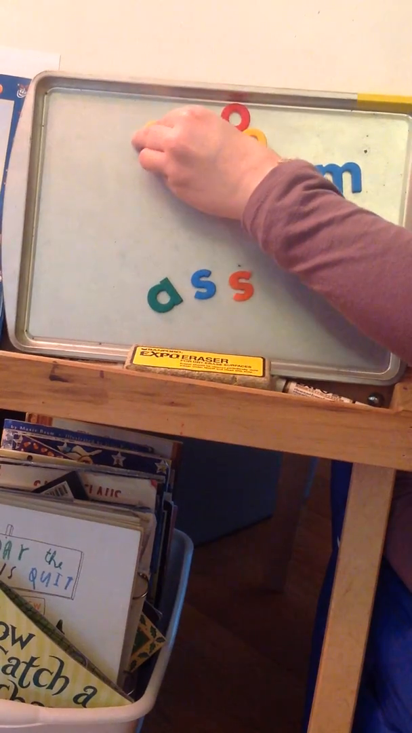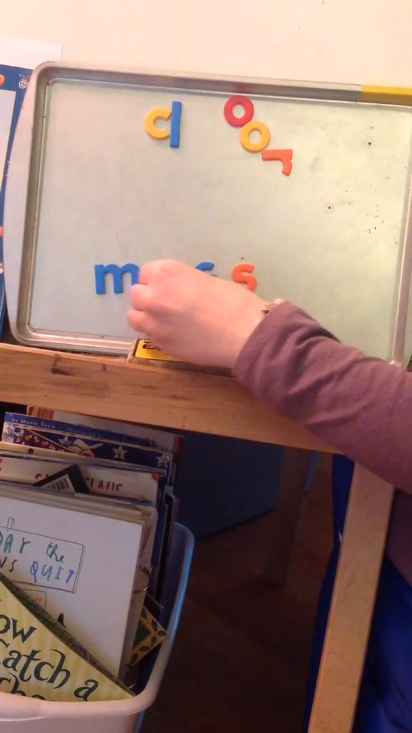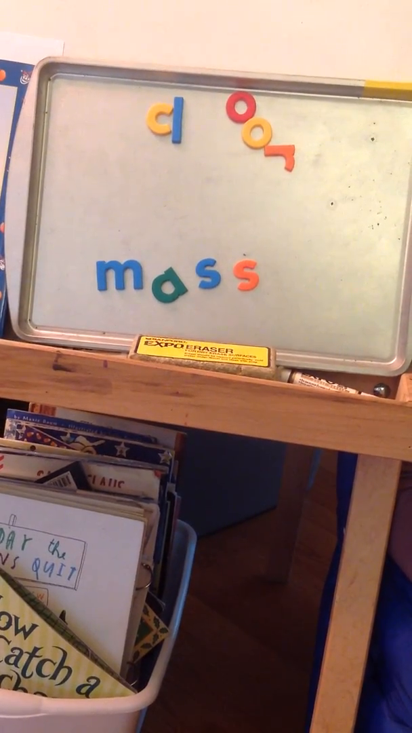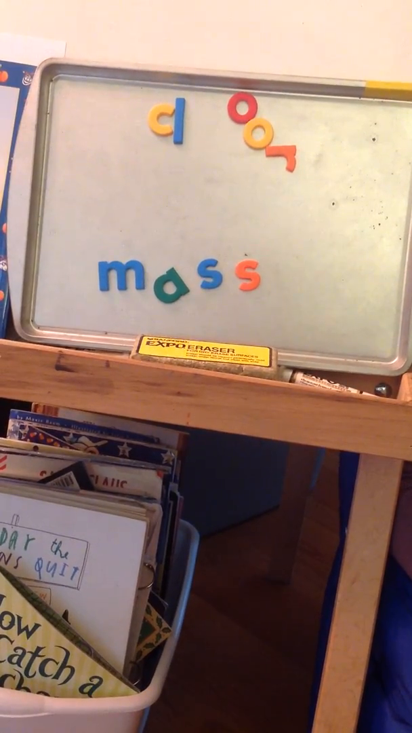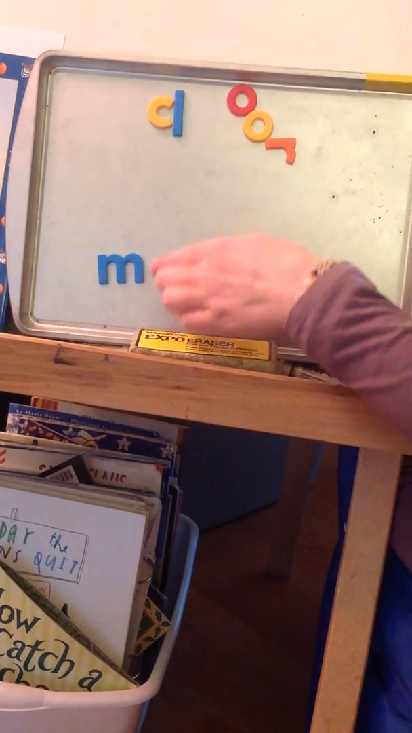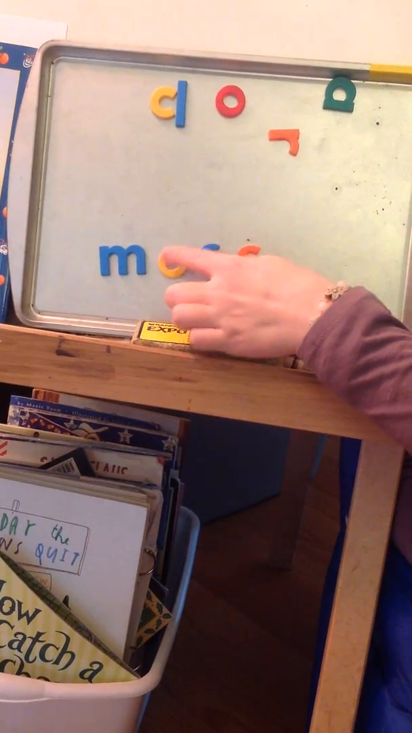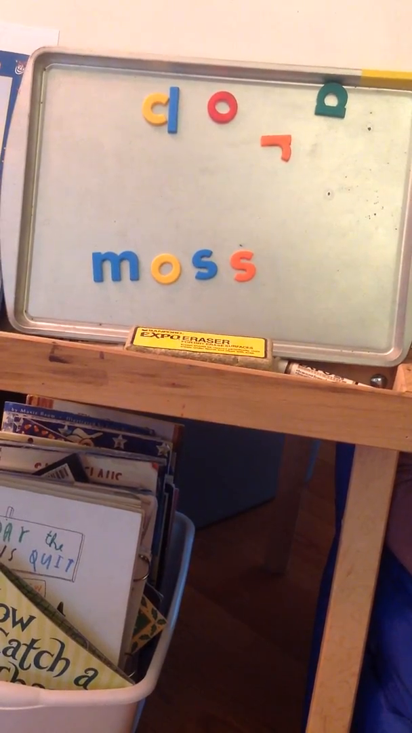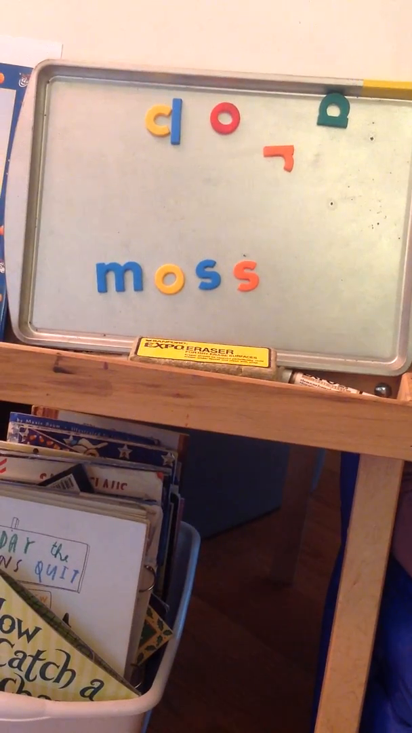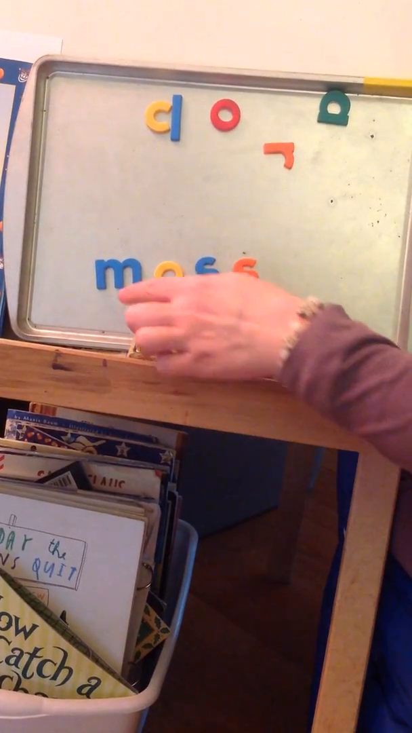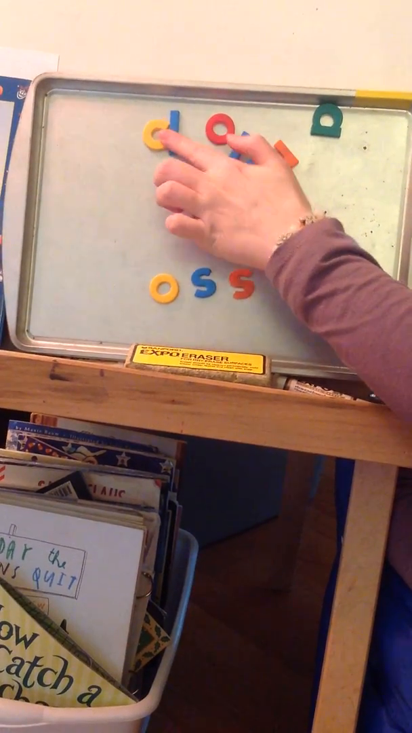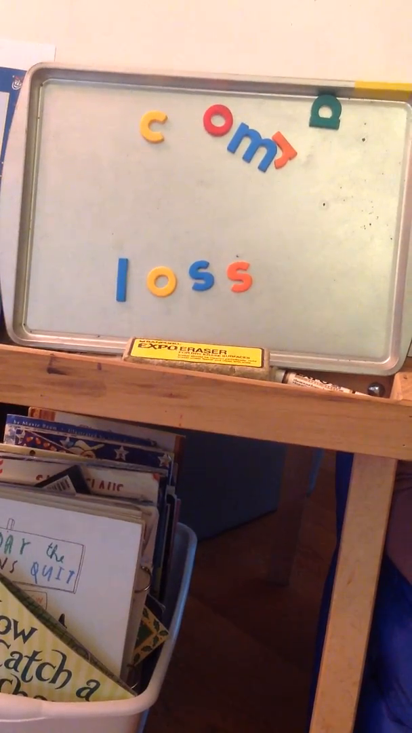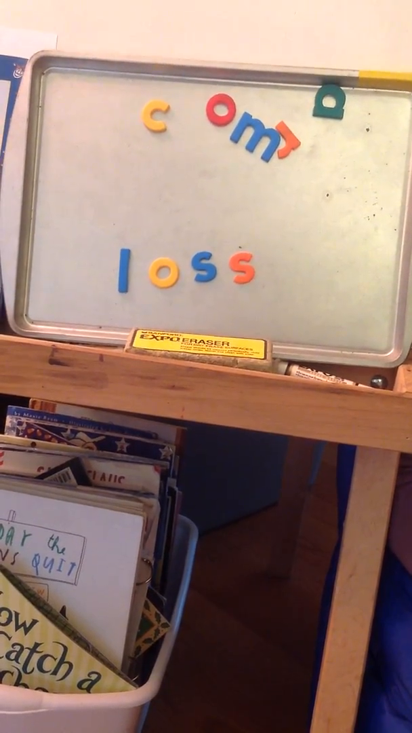Then I'm going to take the CL off, and I'm going to put an M on the beginning to make the word mass. Or like a big group of something, a mass. Then I'm going to change the A to an O and make the word moss. If you don't have moss, add it to your list. Then I'm going to change my M to an L and make the word loss. Like if you don't win the game, it's a loss.